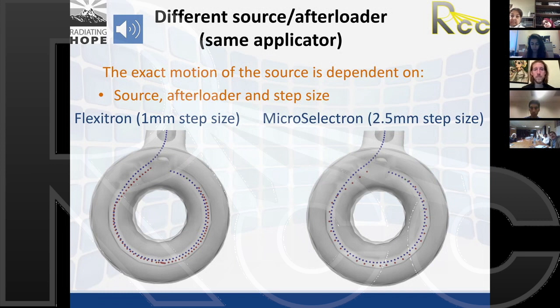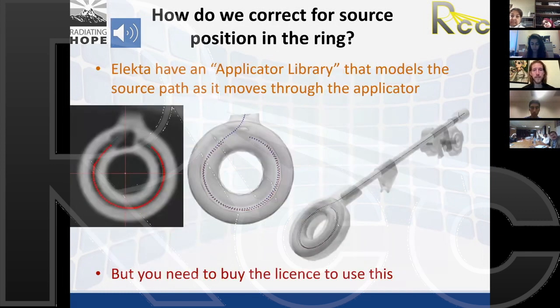We're aware that the source travels differently through a ring applicator than other types of applicators. We need to find out how we can correct for this source position, both in the treatment planning system and treatment afterloader for patient treatment. Elekta have what's called an applicator library. This is a library of every available applicator within the Elekta Nucletron system and consists of full 3D dimensions, the outside and inside of each applicator, as well as the source path that the source takes as it moves through the applicators, including the positions of each individual dwell position.